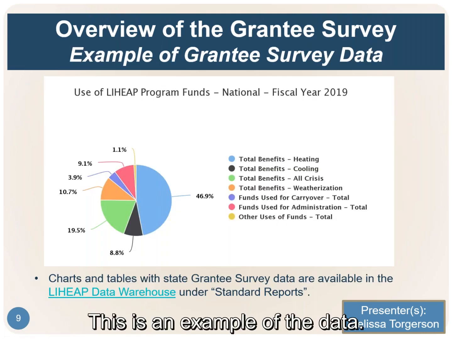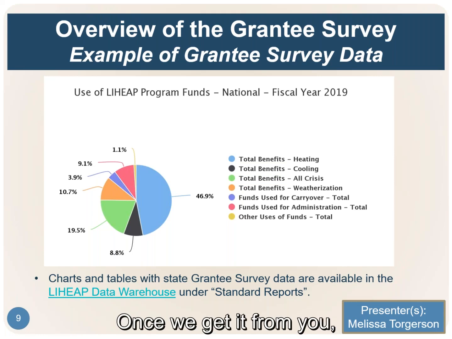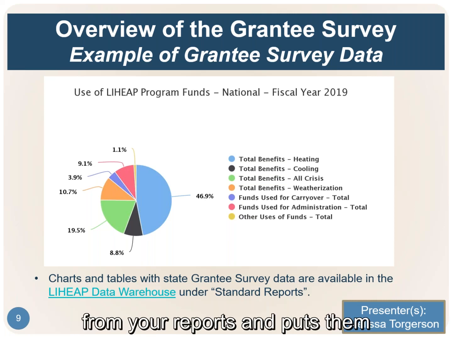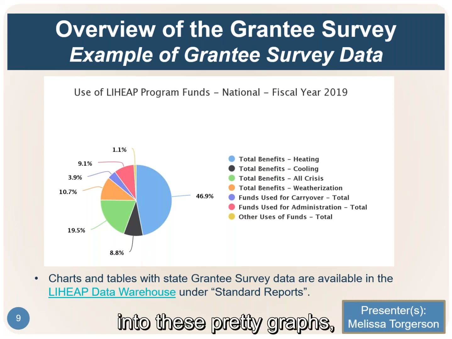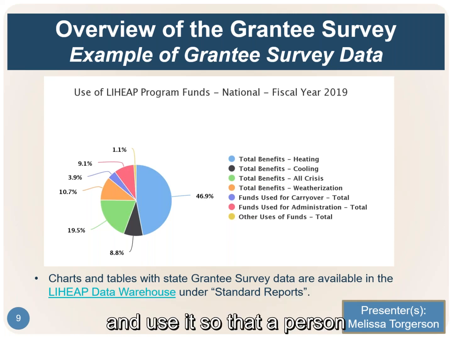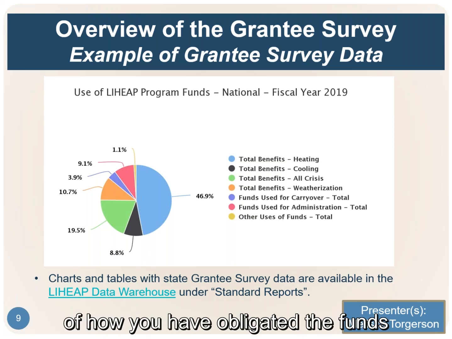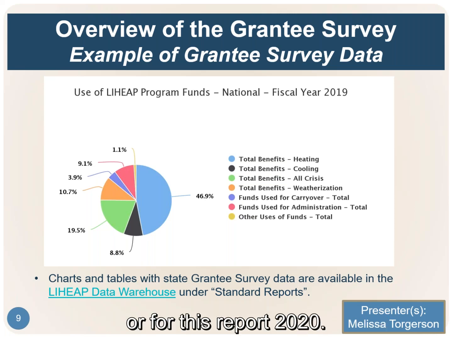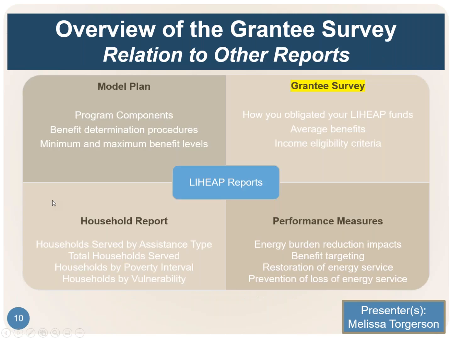This is an example of the data once we get it from you. As you all know, the LIHEAP data warehouse takes all of the data from your reports and puts them into these pretty graphs. And this is one of them. This is how we would take your grantee survey data and use it so that a person in the public or Congress or OCS or another grantee or you can go in and look pretty quickly at a snapshot of how you have obligated the funds that you received in fiscal year 2019, or for this report, 2020.